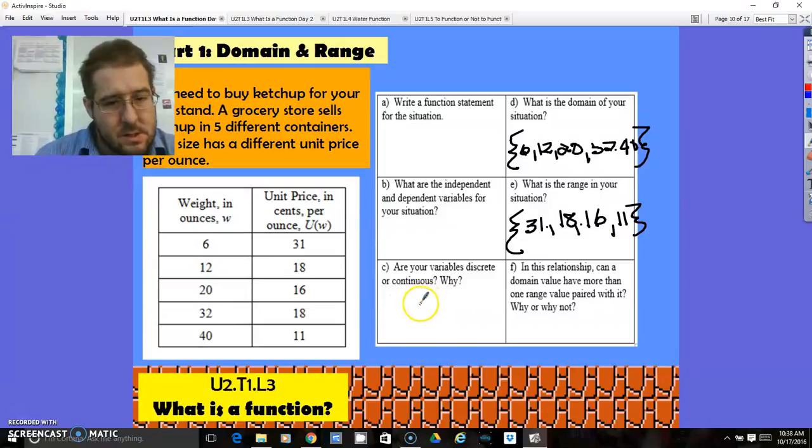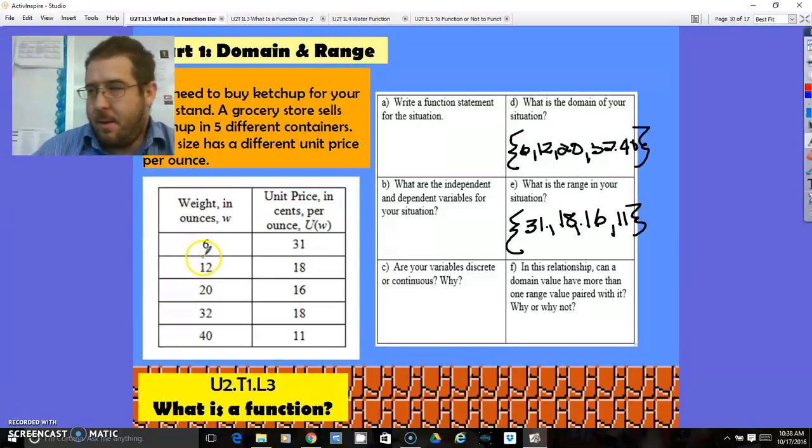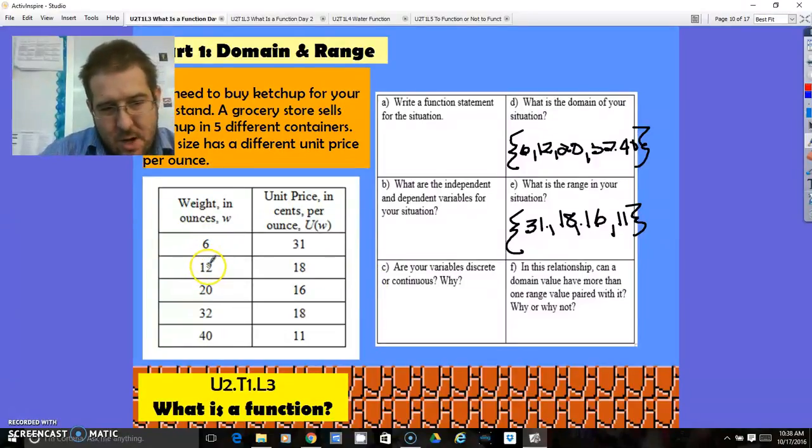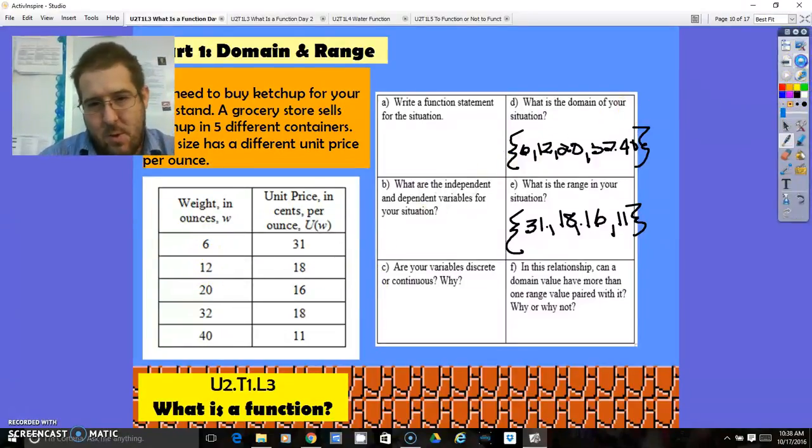This one is a discrete question because you can't buy a ketchup bottle anything in between. If you try to cut the glass ketchup bottle in the middle of the grocery store, they're going to charge you full price for the bigger one and probably make you clean up the mess. There's nothing in between. You can buy a 6-ounce jar, a 12-ounce jar. You cannot buy anything in between.